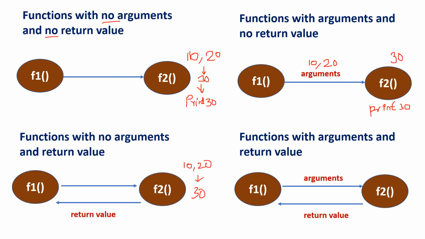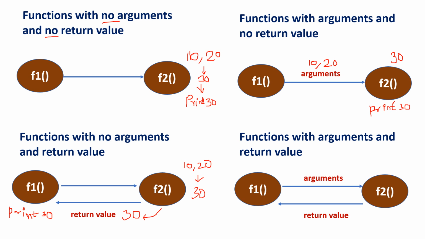Now what is the value that is returned to the f1 function? That is the sum value. What is the sum value here? 30. Now 30 is returned to the f1 function, and in the f1 function it will print, or make use of, the value 30. It will print 30. This is the third scenario.